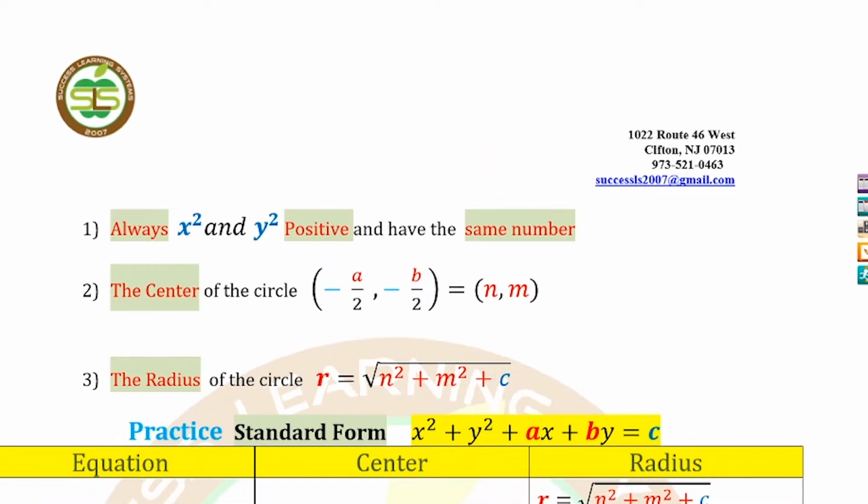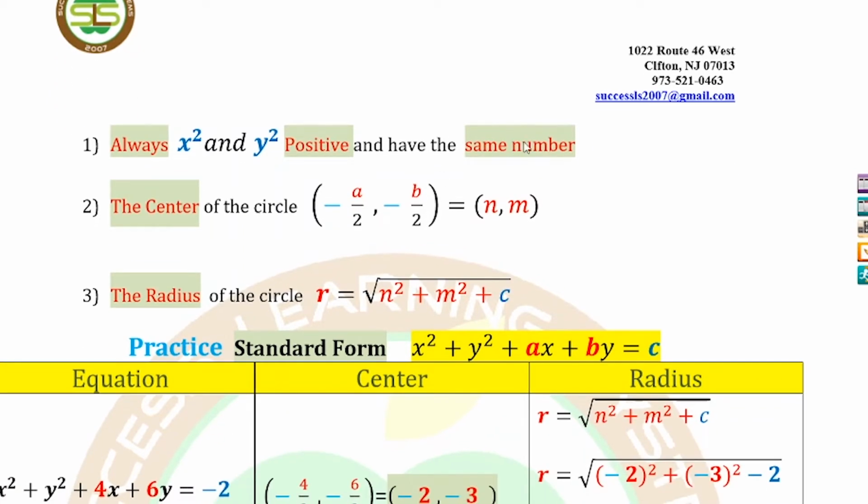Look here, the rules you have to know. Always x squared and y squared are positive and have the same number. The same number we call the coefficient. The center of the circle is negative a over 2 and negative b over 2.